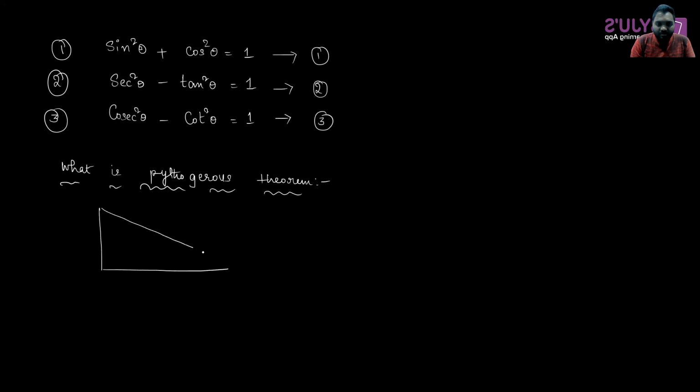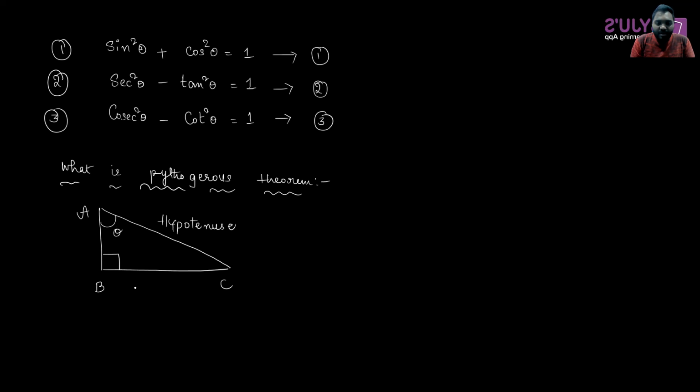Before that, let me draw the right angle triangle, and let us assume the right angle is at B. When the right angle is at B, the hypotenuse, which is the longest side of the triangle, is the side opposite to the 90 degrees. This is the hypotenuse side. The remaining sides are named based on the location of theta. Let us assume theta is at A.